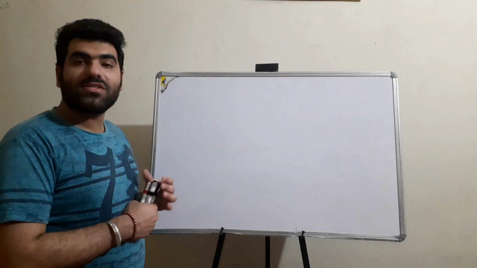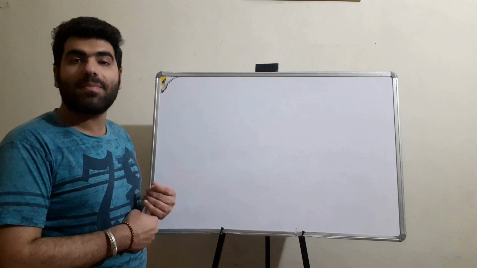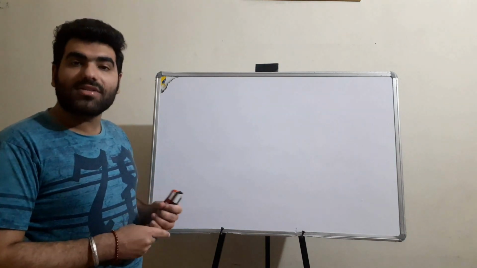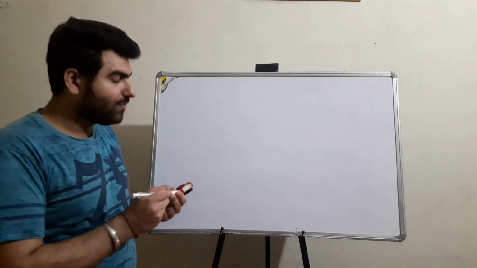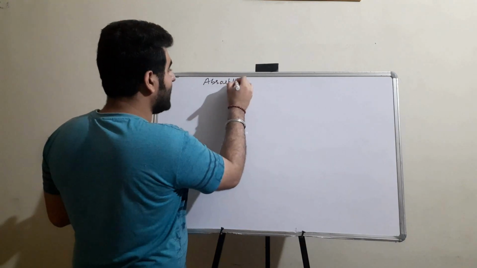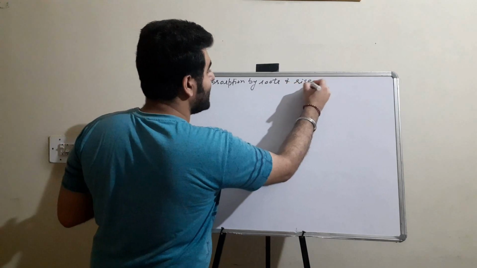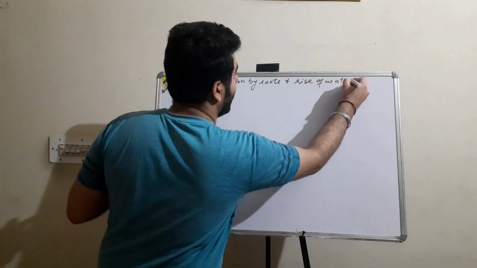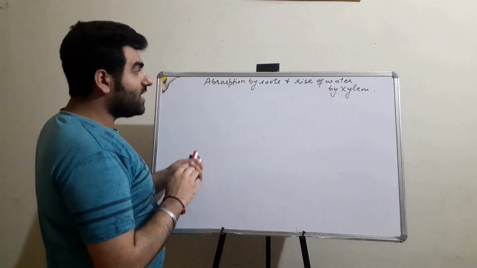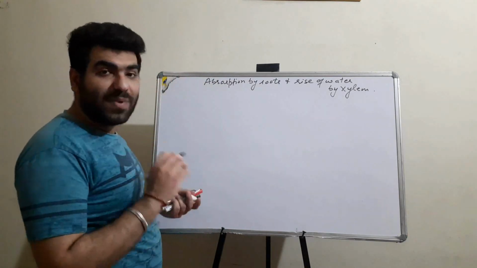Alright students, till the previous video, the video of plasmolysis and deplasmolysis, we came to the end of the part of terminologies, and in this video we are starting with the process known as absorption by roots. This chapter is named absorption by roots and rise of water by xylem.